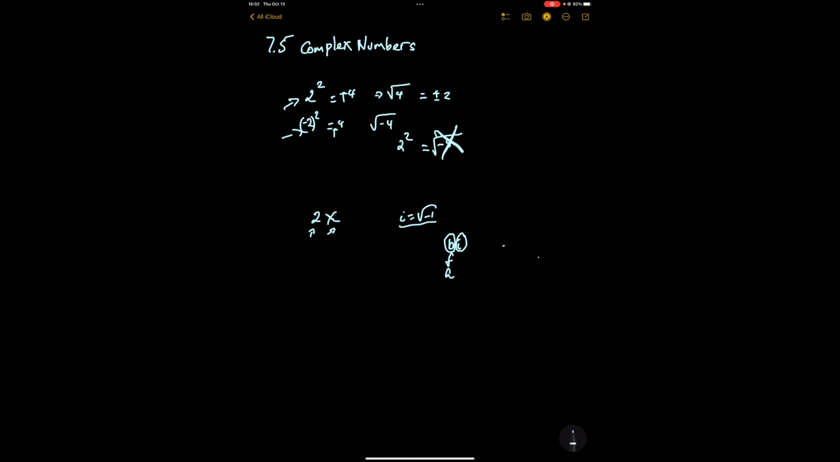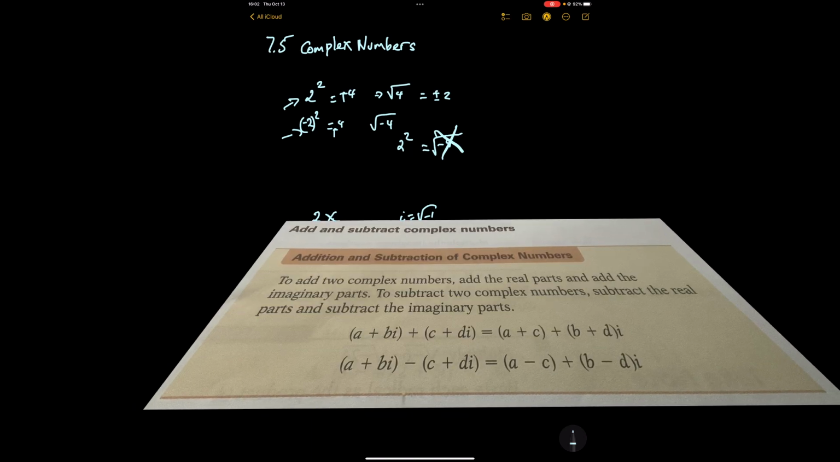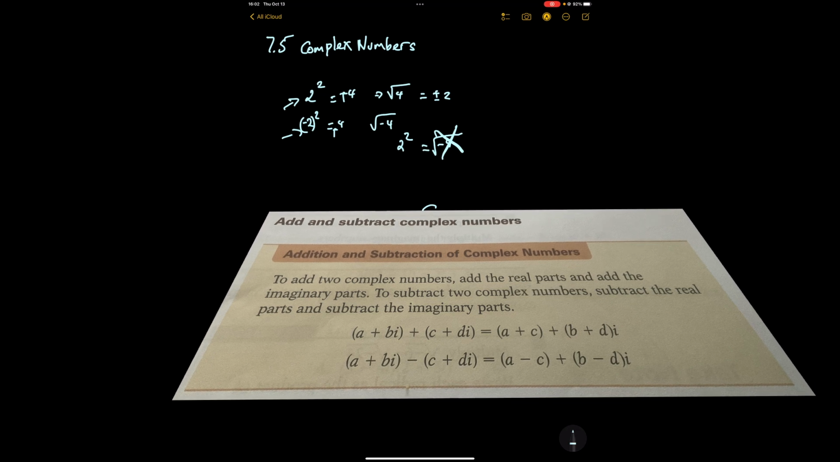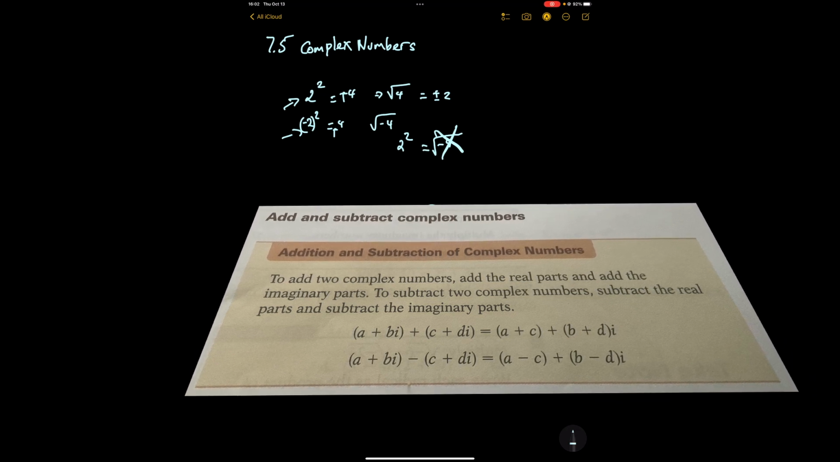Let's add and subtract complex numbers. So when it comes to addition and subtraction of complex numbers, to add two complex numbers, you just have to add the real parts and add the imaginary parts.